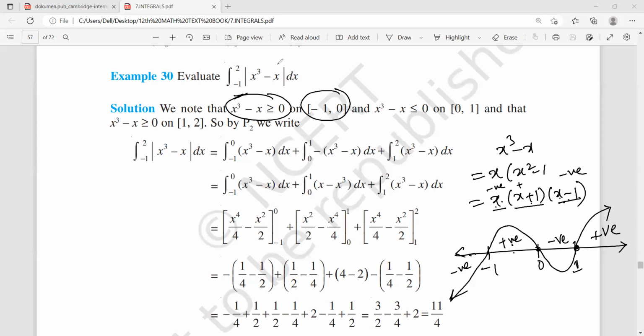If it is positive, you should write modulus x as it is. If it is negative, then put one more negative sign. If it is positive, write as it is. That is the reason we are taking these intervals: minus 1 to 0, 0 to 1, 1 to 2. Again, you should not forget why we are writing the 3 intervals. Because there is a sign change in these 3. Sign change, wavy curve method.